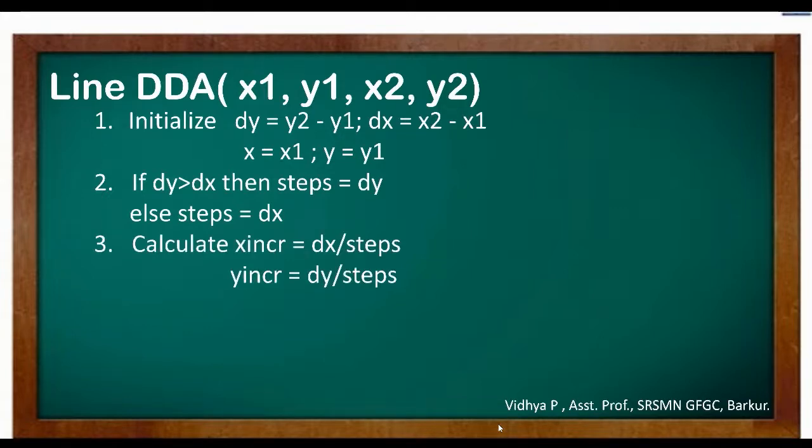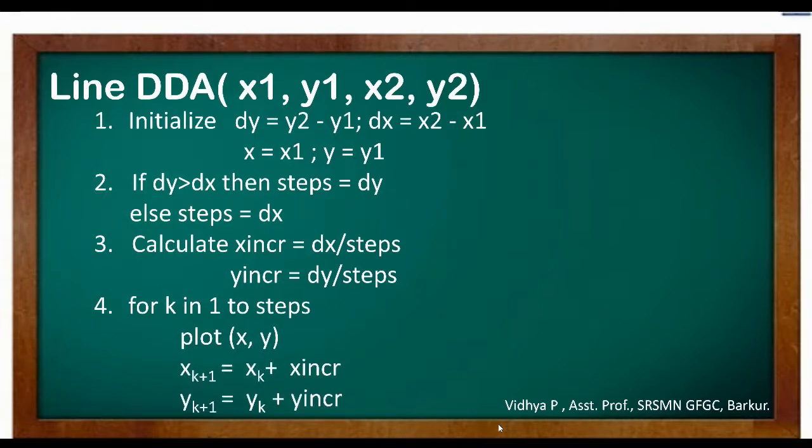Now we calculate two more constant values: x increment, which is equal to dx divided by steps, and y increment, which is equal to dy divided by steps. For k from 1 to steps, that is, for n steps number of times, we repeat this: we plot x, y and calculate the new values, xk+1 = xk + x increment and yk+1 = yk + y increment. So this is our algorithm.